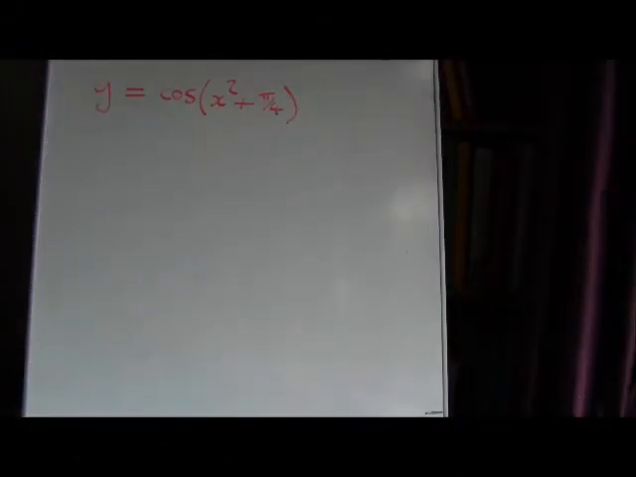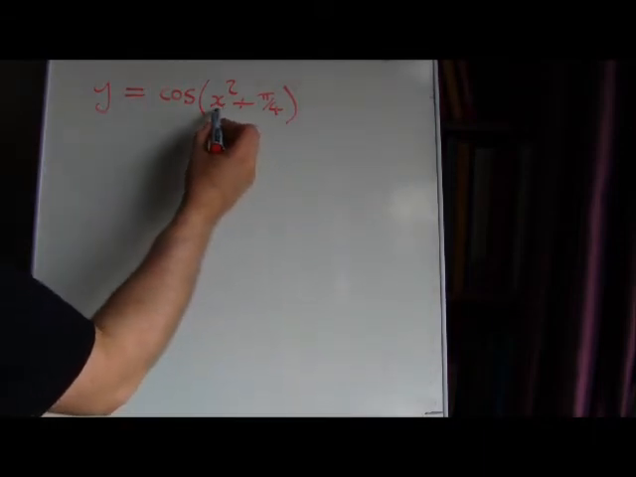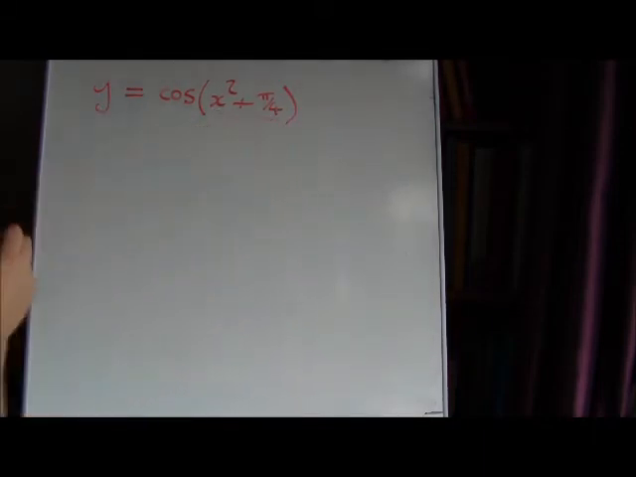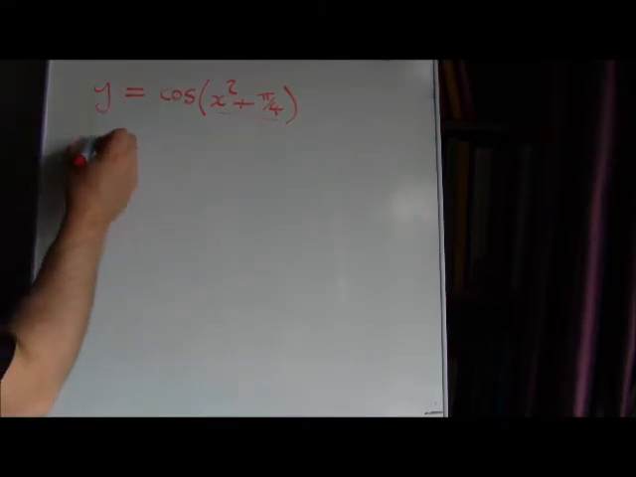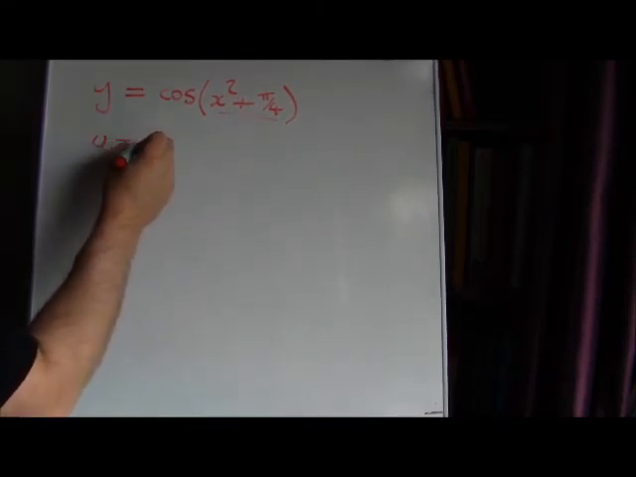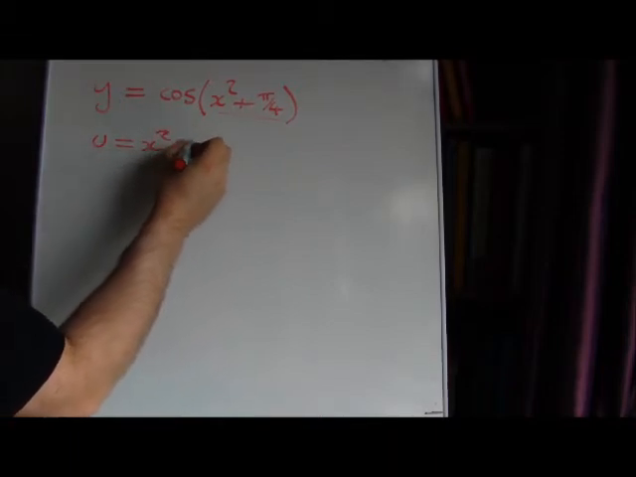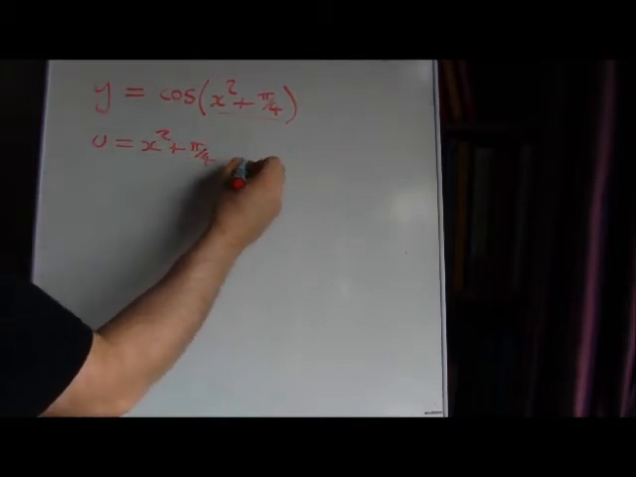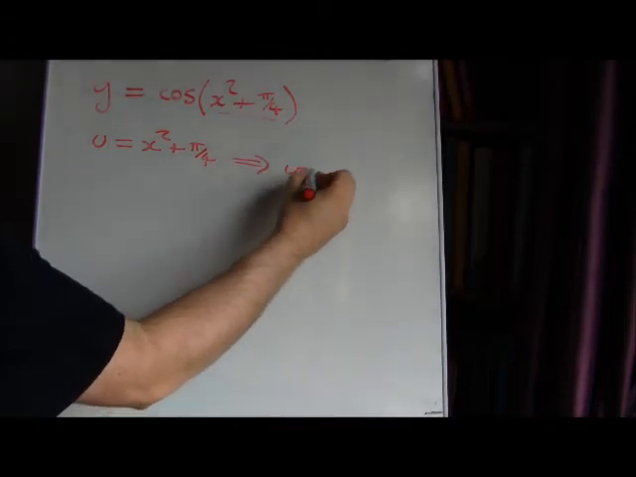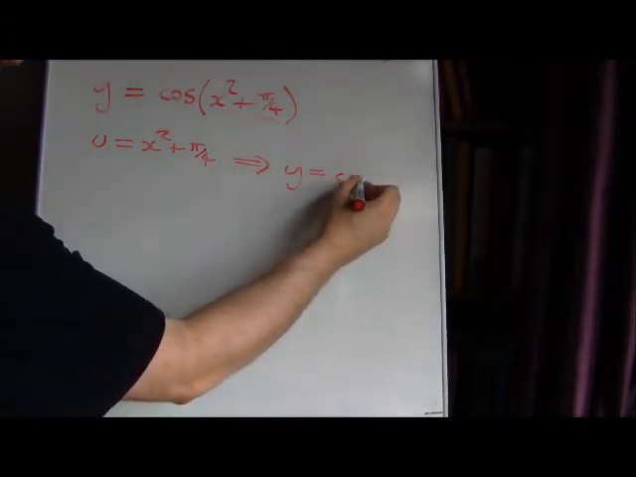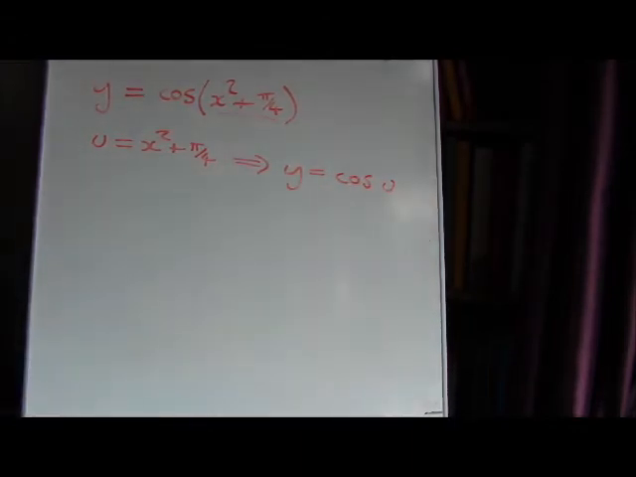This is another example of a function that we can differentiate using the chain rule. So the first thing we're going to do is identify the inner function. So in this case, if we look at that part, that would be a good part of the function to substitute. So we'll say let u equal x squared plus pi over 4. That means we can write the original function as cos of u.